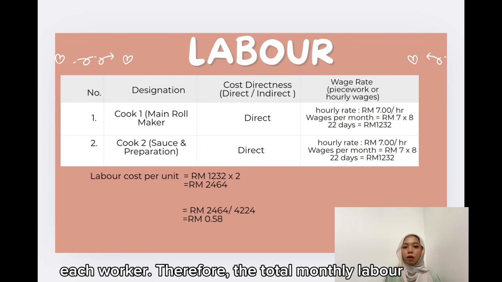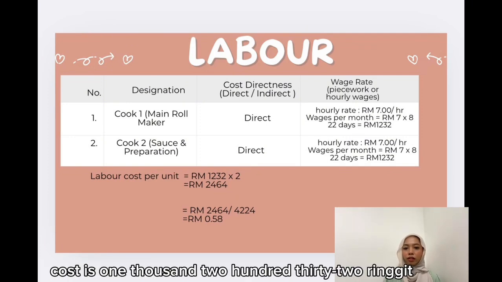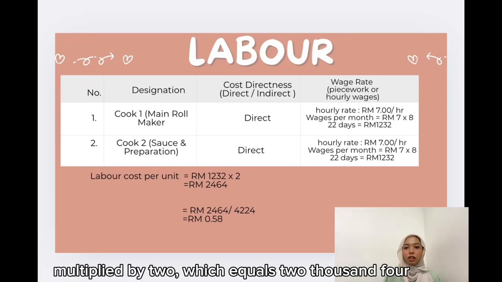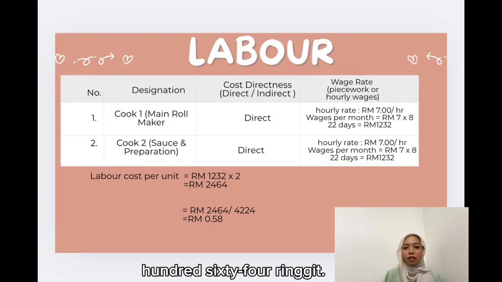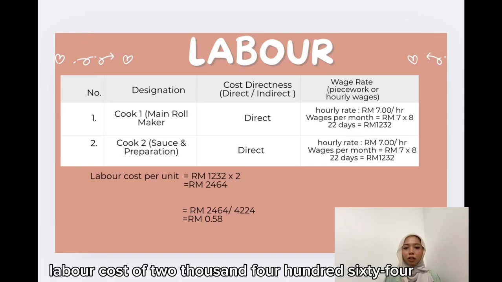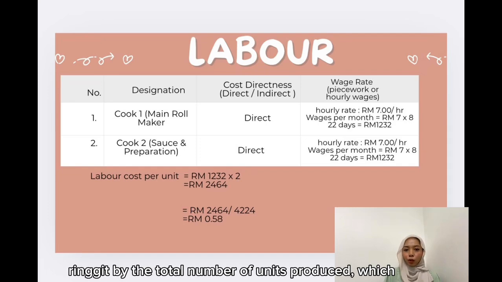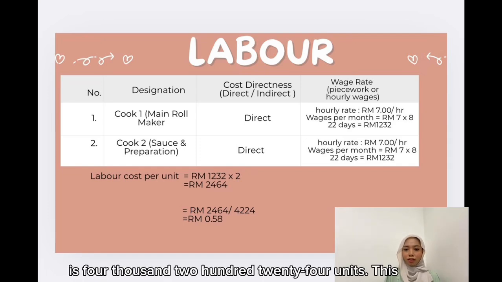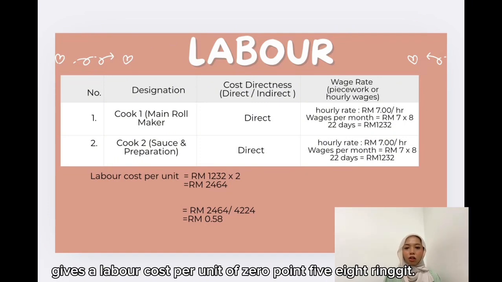Therefore, the total monthly labor cost is 1,232 ringgit multiplied by 2, which equals 2,464 ringgit. To find the labor cost per unit, we divide the total labor cost of 2,464 ringgit by the total number of units produced, which is 4,224 units. This gives a labor cost per unit of 0.58 ringgit.